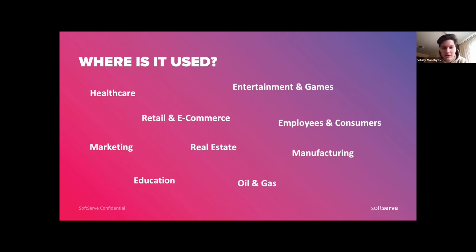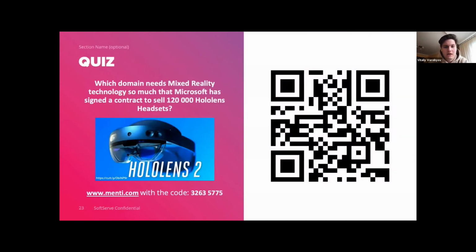And now I want you to be a little bit attentive because we now move to the next quiz of our presentation. So please prepare your phones and browser tabs again. Here is the next quiz. And the question is, which domain, not necessarily from those which were on the previous slide, do you think needs mixed reality technology so much that Microsoft has signed a contract to deliver 120,000 units of HoloLens headsets? This question is even more tricky because it is an open question, and please feel free to write your own answer.